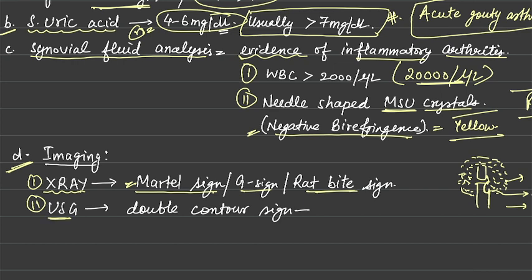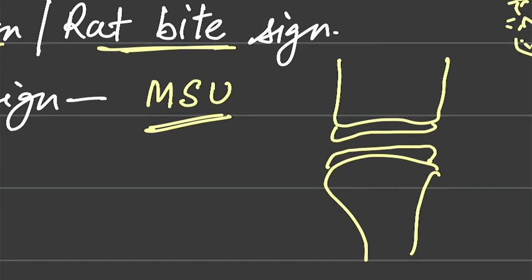What will be seen when we do USG? We will see the double contour sign. Why will we see the double contour sign? Because of deposition of monosodium urate crystals. Suppose this is the joint. This is the cartilage, right? There will be deposition of monosodium urate crystals at this point. Let us mark it red.